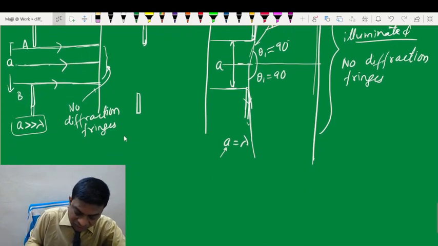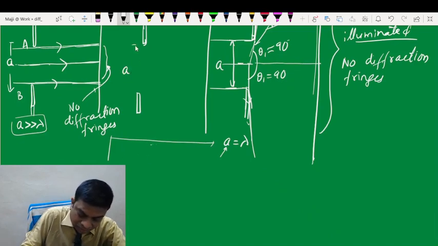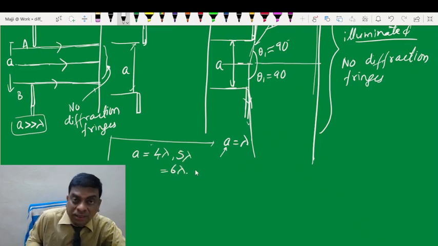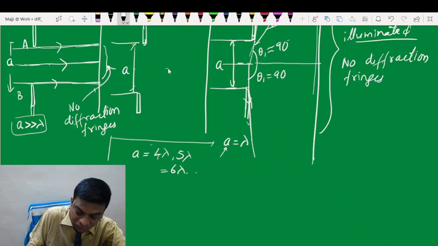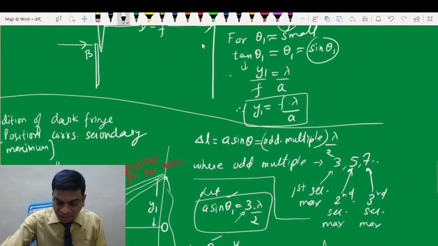Now what we are referring to is this case. In all the books, even the questions which are framed correspond to this case, where most probably A is maybe 4 lambda, or A equal to 5 lambda, or A equal to 6 lambda, and so on. So you will definitely observe certain bright fringes and dark fringes, diffraction fringes, and that we have already discussed here.